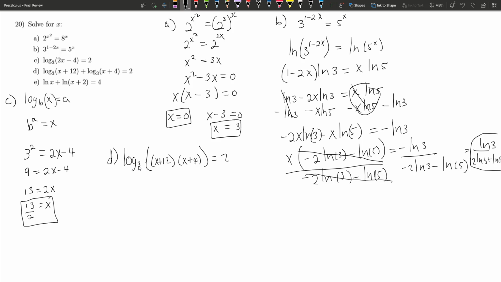Now, we're going to do it in the same way. 3 to the second power is equal to that thing. So 3 to the second power is equal to, I'm just going to multiply that right out. x times x is x squared. 12 times 4 is 48. 12x plus 4x is 16x. So we get 9 is equal to this thing over here.